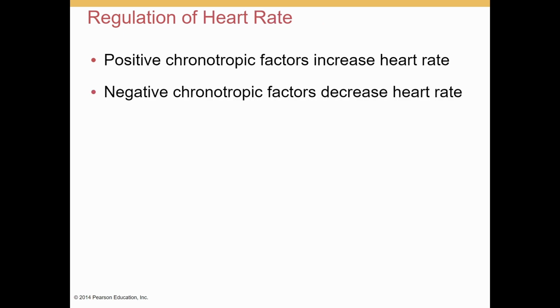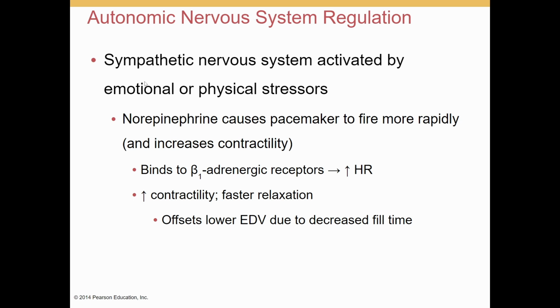We can also talk about the regulation of heart rate. Just like we had inotropic agents, there are also positive chronotropic and negative chronotropic factors. Now, instead of looking at contractility, chronotropic factors are looking at heart rate. Positive chronotropic factors increase heart rate, whereas negative chronotropic factors decrease heart rate. And the sympathetic nervous system, when activated, can also increase heart rate. It can be activated by emotional or physical stressors. And norepinephrine is a common neurotransmitter it uses, which causes pacemakers to fire more rapidly. When they fire more rapidly, it can also lead to increases in contractility.